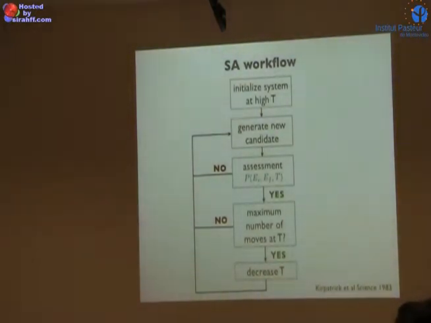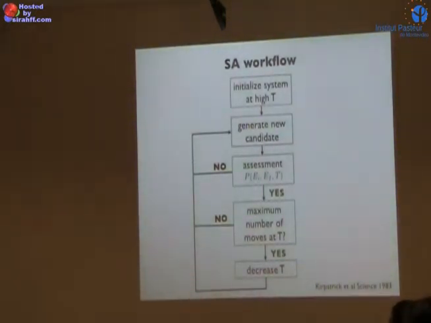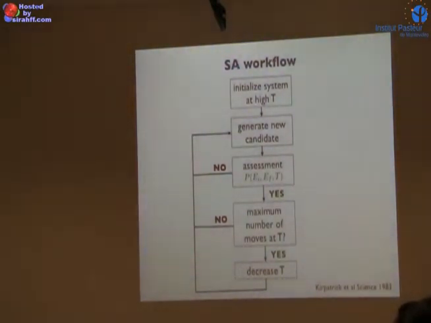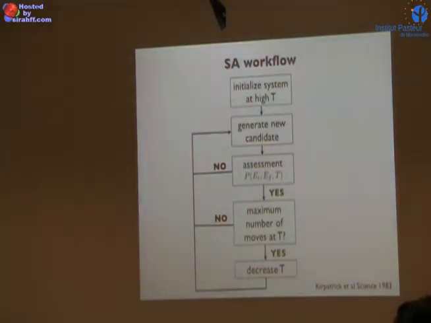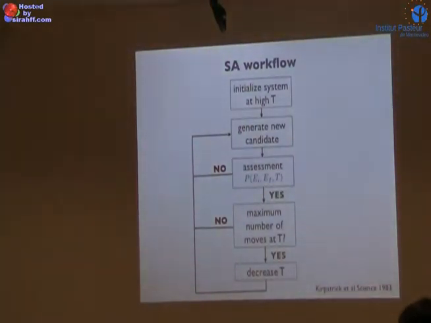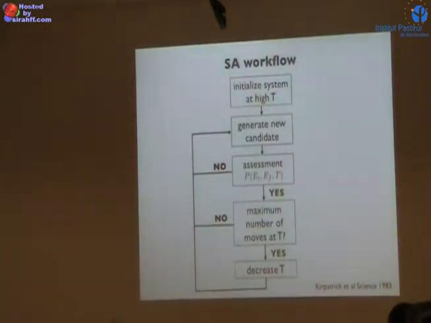And then you have another parameter that says, did I reach the maximum number of attempts at this value of the parameter? Yes or no? If yes, you decrease this parameter. So you start accepting more and more just moves that go toward a better configuration. And that's it, basically, until you go to a very small value of this parameter.